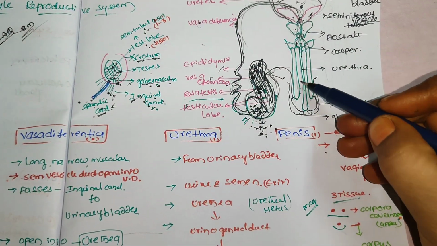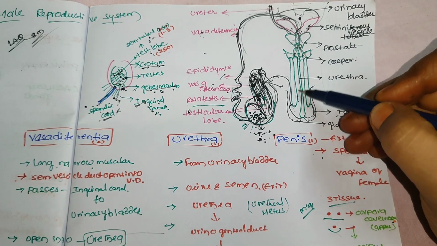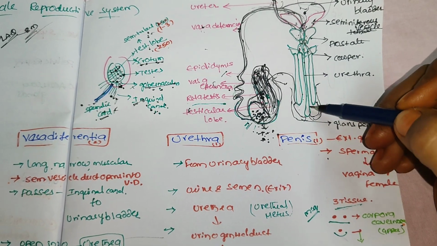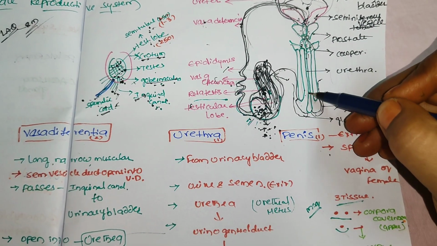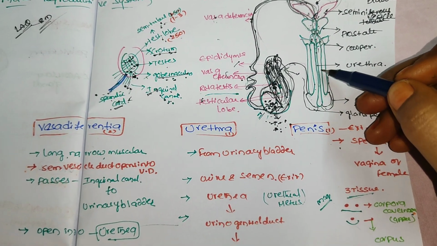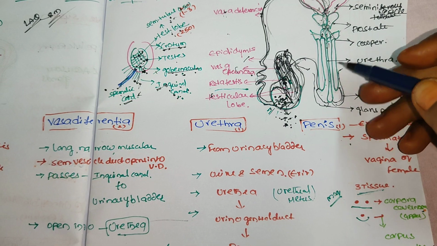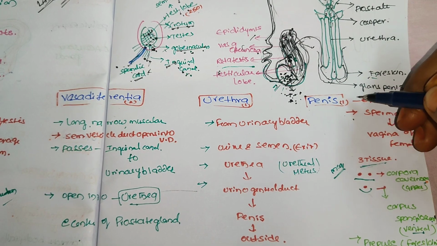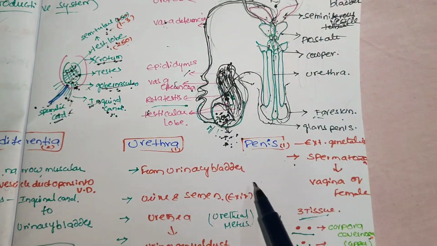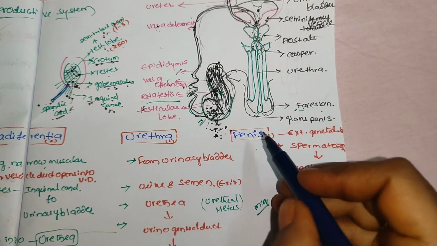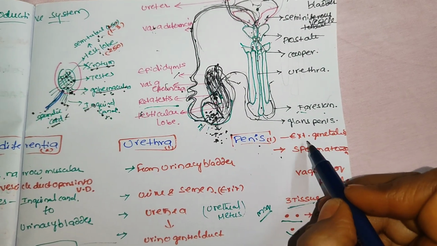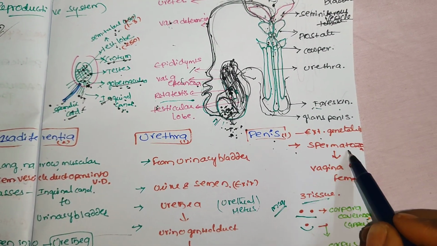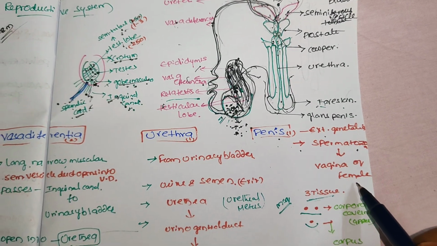And then the urethra, which starts from the urinary bladder. It is the common duct for the reproductive and urinary systems, so it is also called the urinogenital duct. Why? Because urine passes through the urethra and semen also passes through the urethra. It then opens into the penis, and then outside, into the female vagina. The last part is the penis. The scrotum and the penis are called the external genitalia. From the penis the spermatozoa are released into the vagina of the female.